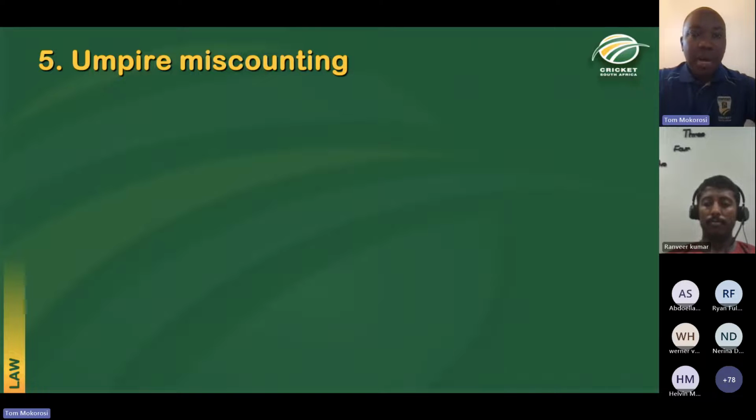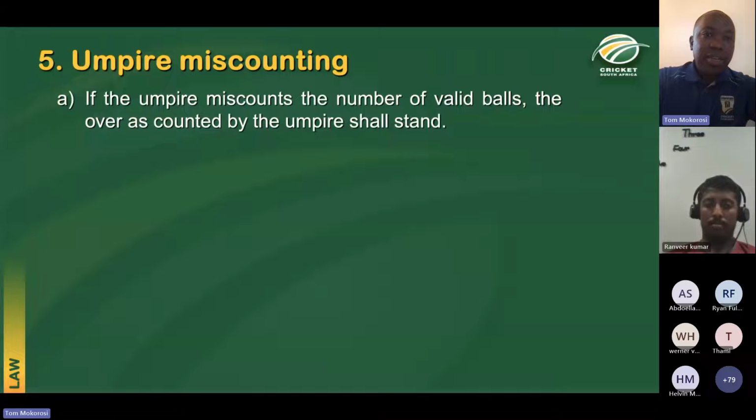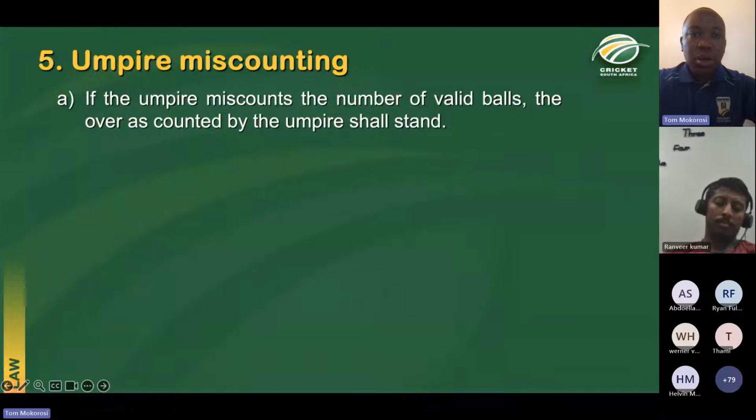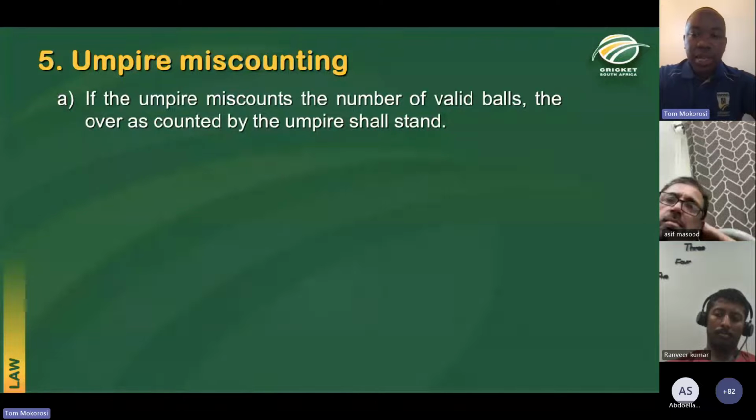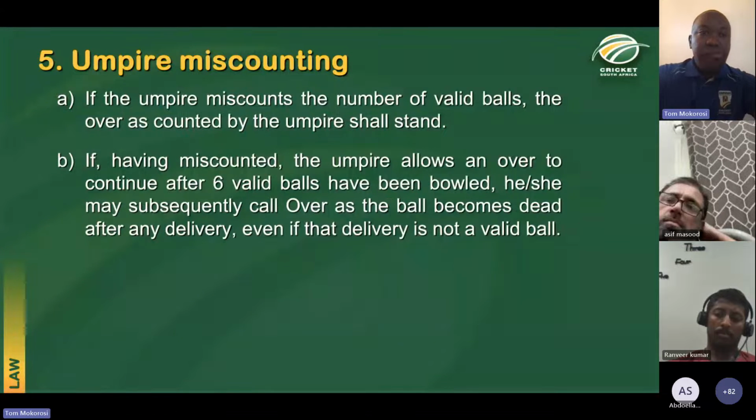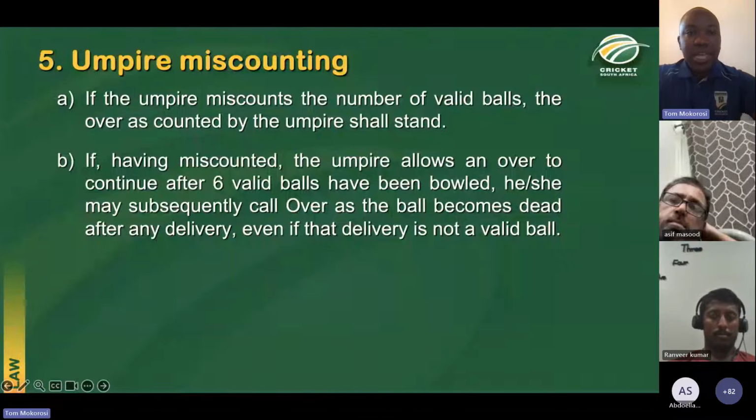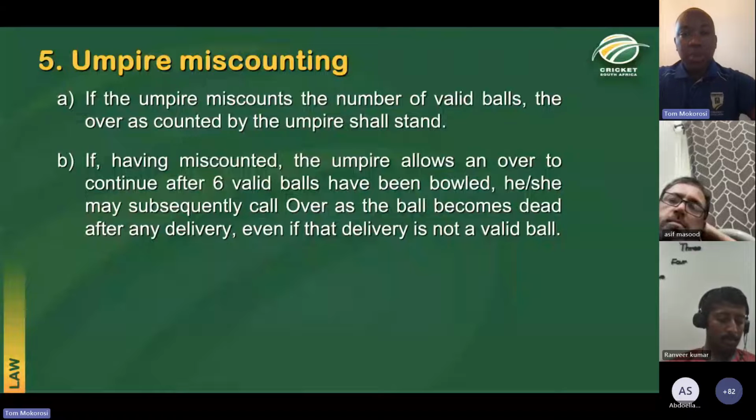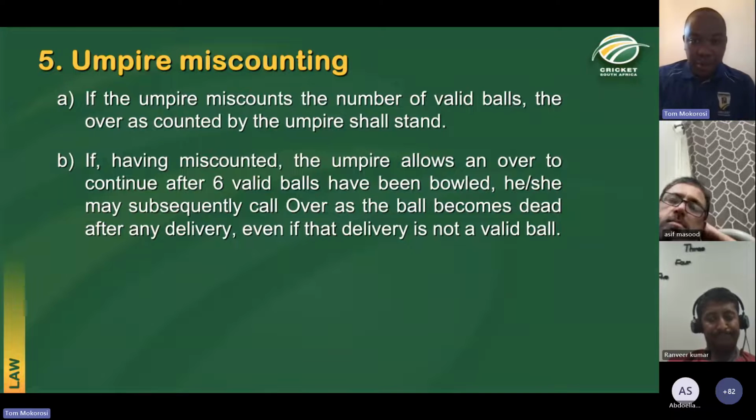What happens if umpires miscount in an over? If the umpire miscounts the number of valid balls, the over as counted by the umpires shall stand. What does this mean? Or what does law allow us to do to maybe correct our errors? Law says that if, having miscounted, the umpire allows an over to continue after 6 valid balls have been bowled, he or she may subsequently call over as the ball becomes dead after any delivery, even if that delivery is not a valid ball. So let me give you an example to illustrate this point.